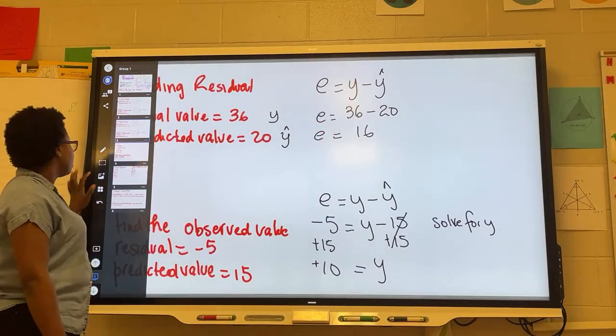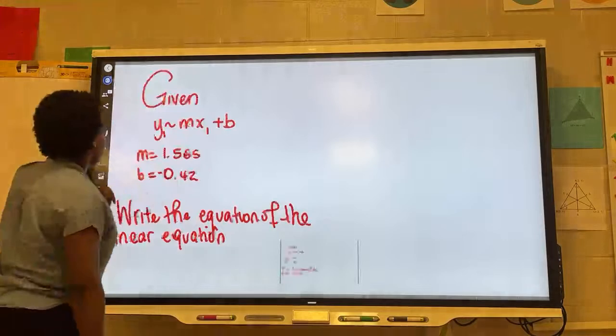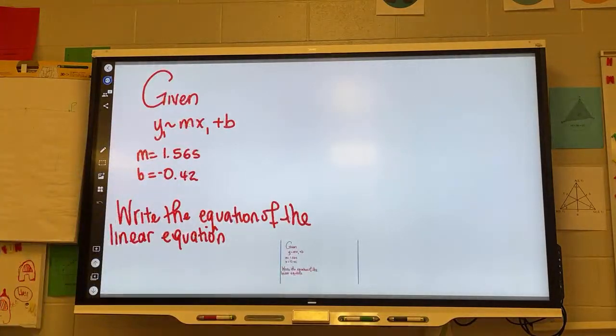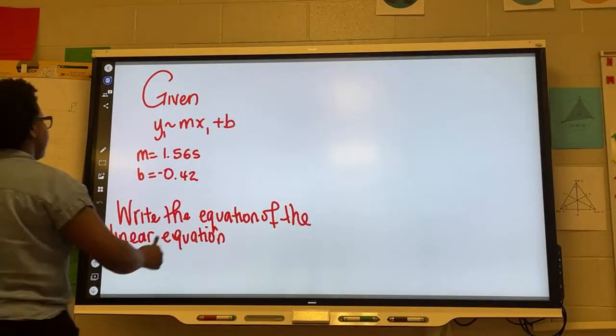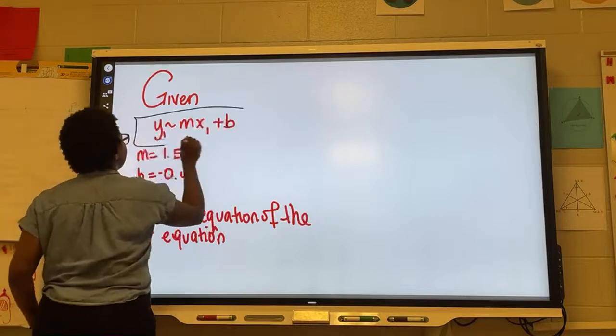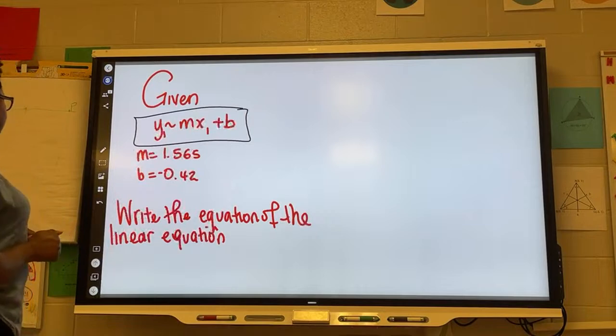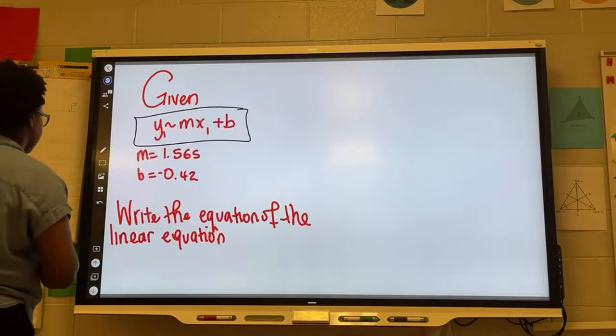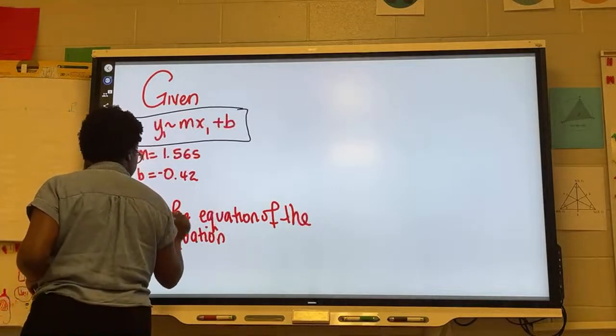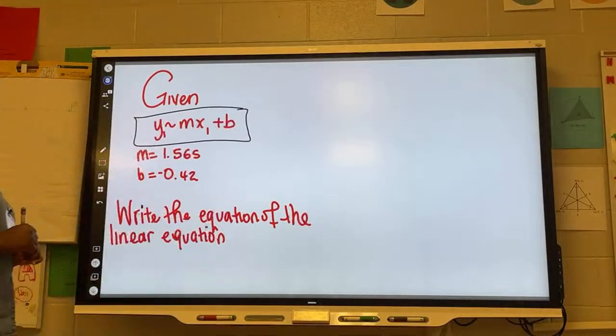No. Okay, good. This one, you're given the equation of the line in the form y equal mx plus b. And m is given as 1.56 and b is given as -0.42. You're asked to write the equation of the line. What would you do?